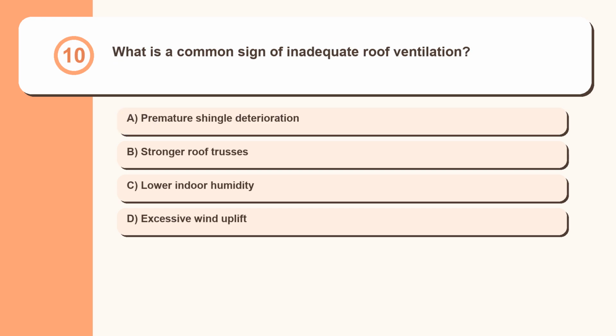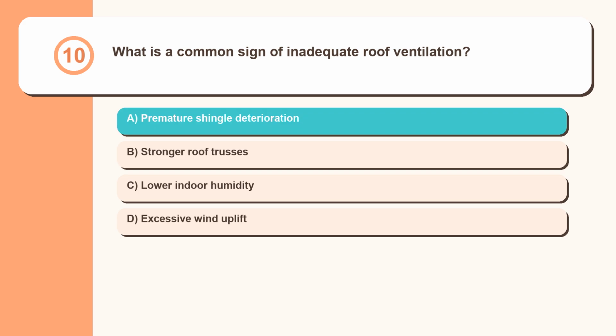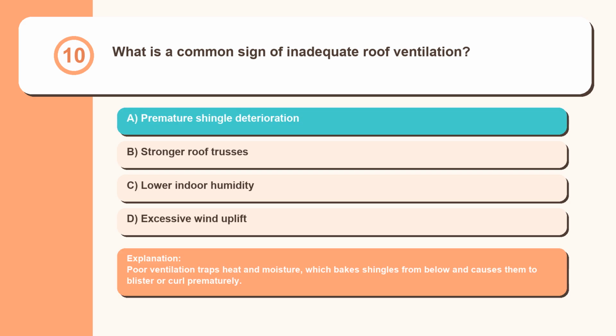Question 10. What is a common sign of inadequate roof ventilation? Premature shingle deterioration, stronger roof trusses, lower indoor humidity, excessive wind uplift. Poor ventilation traps heat and moisture, which bakes shingles from below and causes them to blister or curl prematurely.